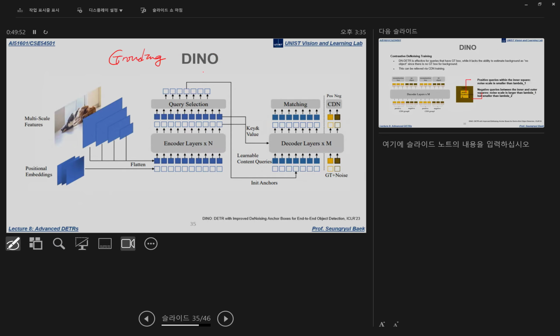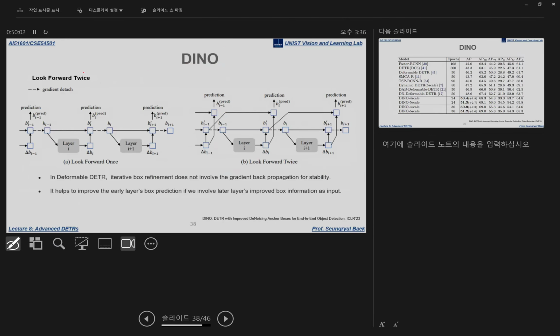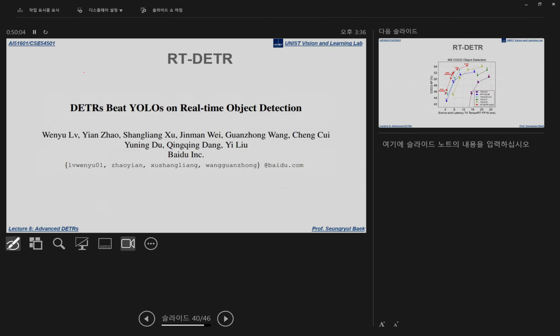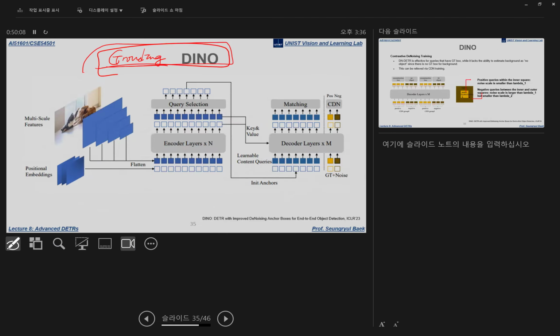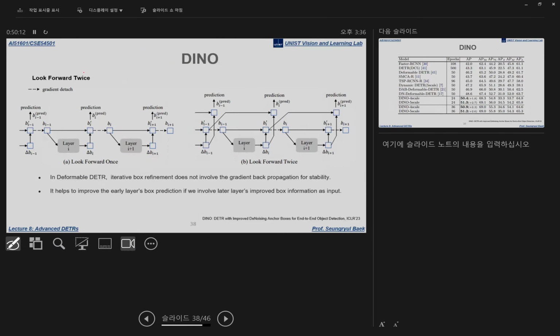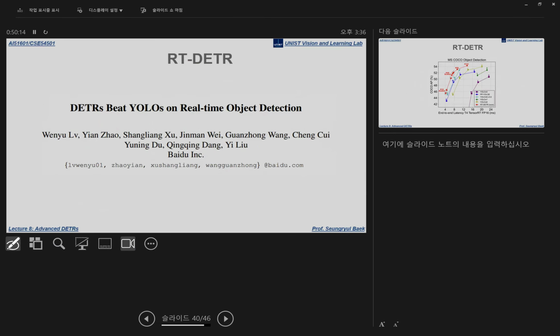And actually, you remember Grounding DINO. We have learned about this Grounding DINO, and that is marrying this DINO architecture with the text signals. That is Grounding DINO. So we have learned about that already. So we will also learn about DINO, which kinds of schemes were integrated to make it more robust. And then finally, we will learn about RT-DETR, which is the real-time DETR.